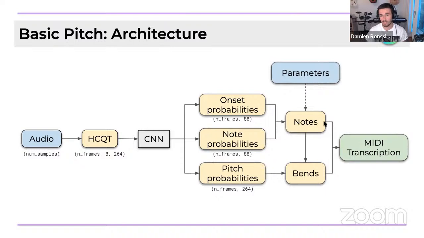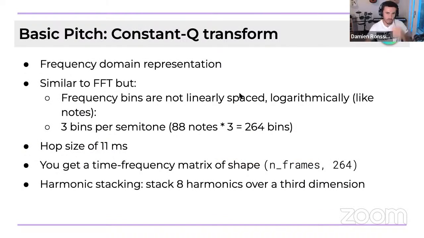And with those 2 matrices, you can create note events. So the start time, the end time, and the pitch of the note. So you really have MIDI notes here. And then if you combine it with the pitch probabilities, that is also a probability matrix, but that has a better frequency resolution, you can get more like a pitch curve, and you can get more details on the pitch curve and generate pitch bends oscillating around those notes. And with that, you have the full MIDI transcription. To generate the notes, we also use some thresholding parameters, some sensibility parameters, the ones that I showed before in the demo. So first, let's talk more about the constant Q transform.